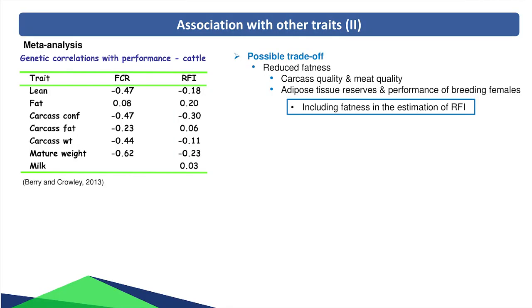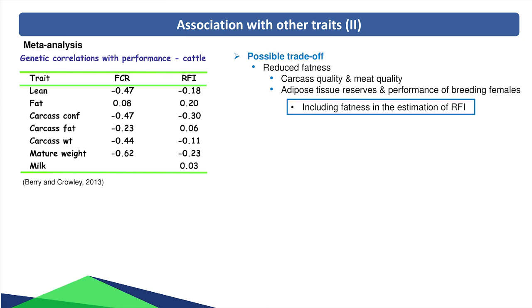This is another group of associations. We have the associations of residual feed intake, and it's what you're going to see in most of the studies. First is the association with the traits that are recorded at the time feed efficiency is measured. And then the most difficult one is the association of residual feed intake with traits that are expressed at another moment in the life of the animals.